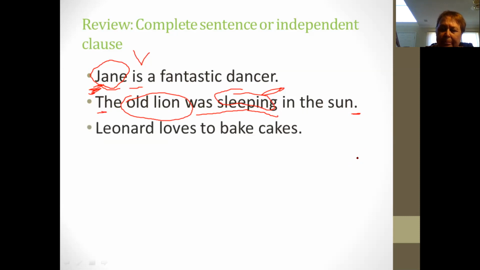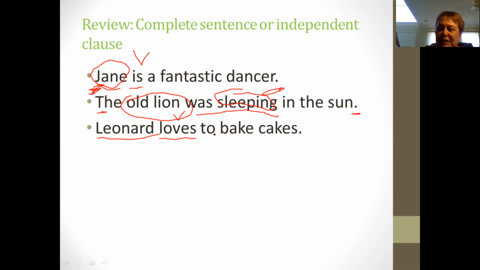Okay, next one. Leonard loves to bake cakes. All right, what's our subject this time? Did you say Leonard? Right, Leonard is who or what the sentence is about. And what's our verb? Okay, actually the verb here is loves. Okay, that is the action. Okay, this is what he loves.